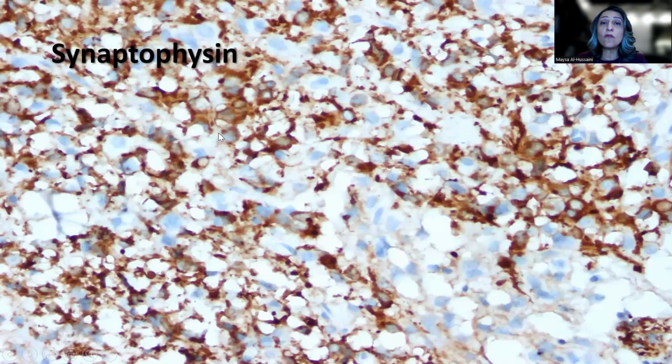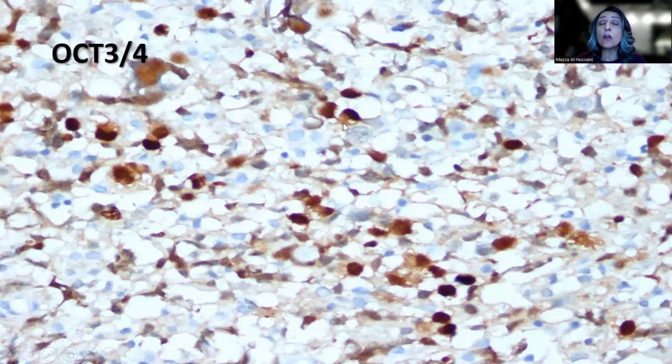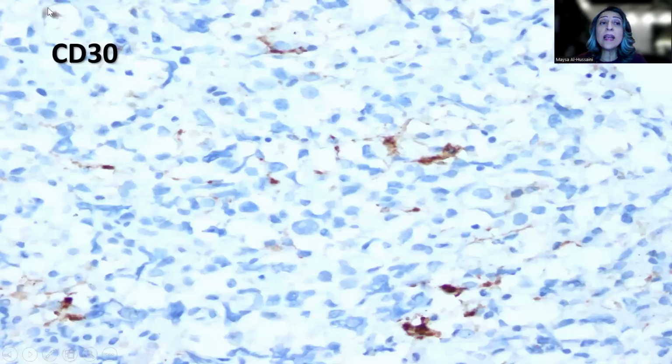And the synaptophysin, of course, was positive in the background pineal gland tissue that really constituted most of the tissue in the biopsy. And there were those scattered cells or groups of cells that were completely negative, that stained with SALL4 as well as OCT3/4, consistent with germinoma, and CD30 was completely negative. So this ruled out the possibility of embryonal carcinoma. However, the finding of a germinomatous component would not really, in most part, explain why the patient had a precocious puberty.